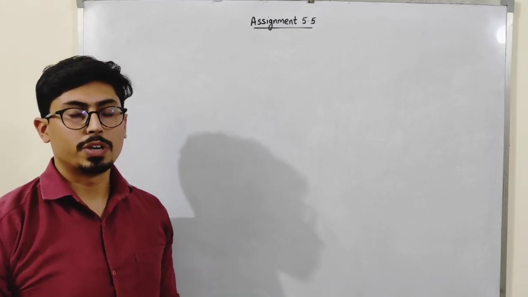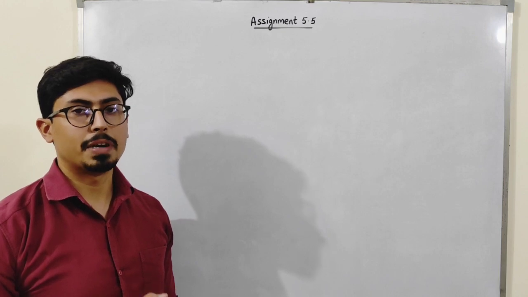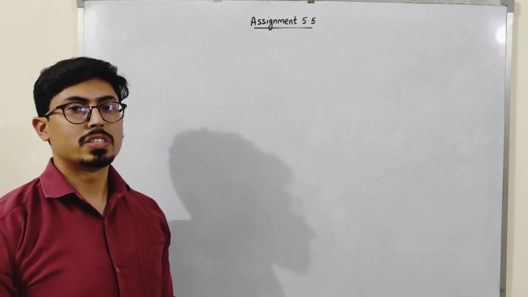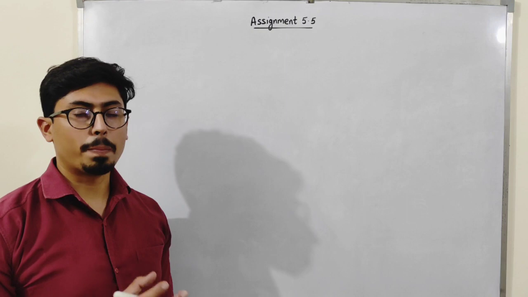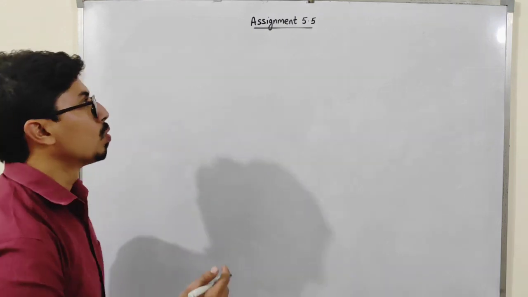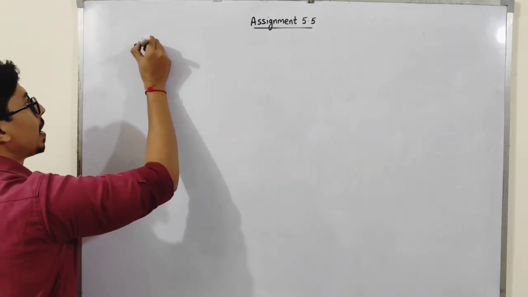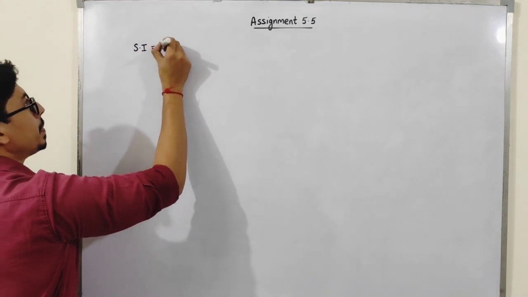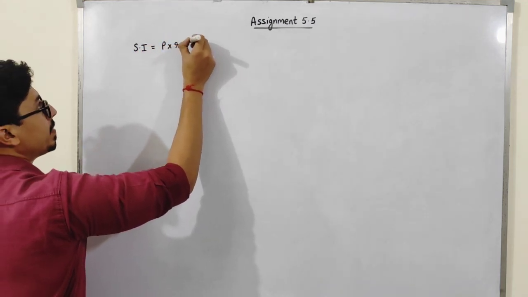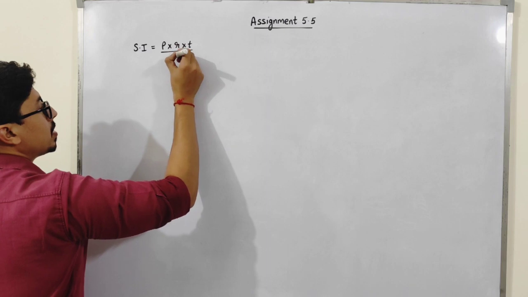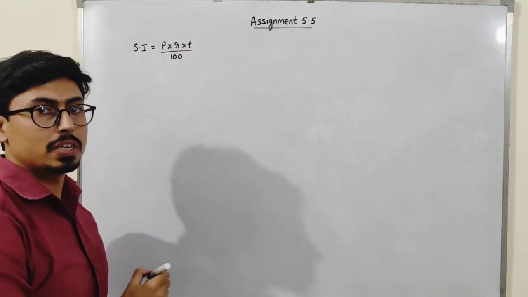Students, in today's class, we're going to discuss the next assignment, that is assignment 5.5. This assignment is based on the topic simple interest. So, students, simple interest formula is P into R into T divided by 100. This is the basic formula of simple interest.